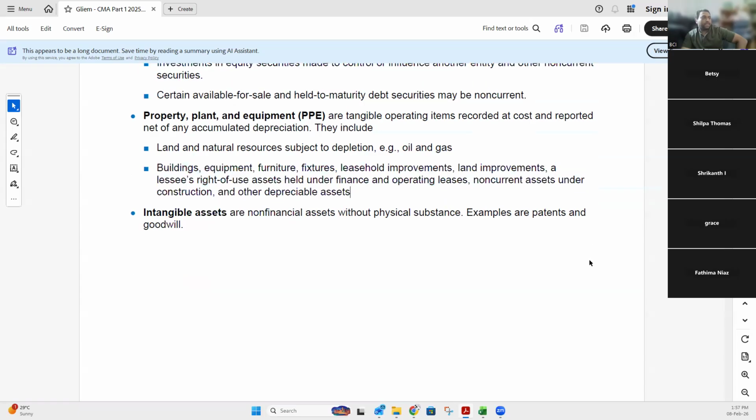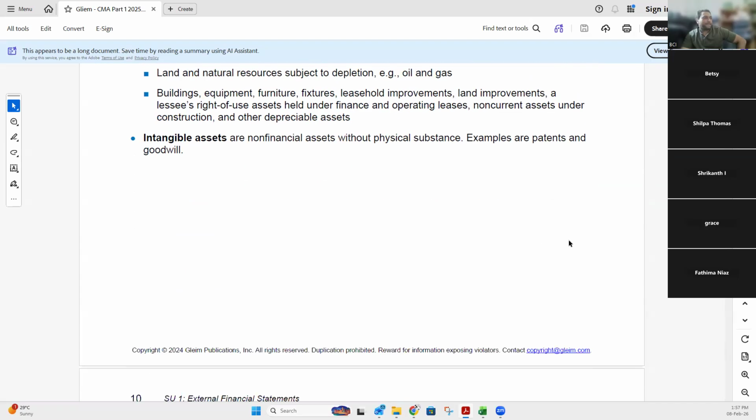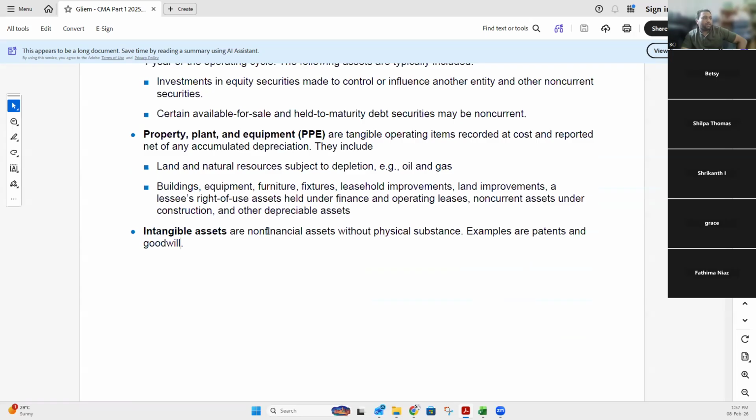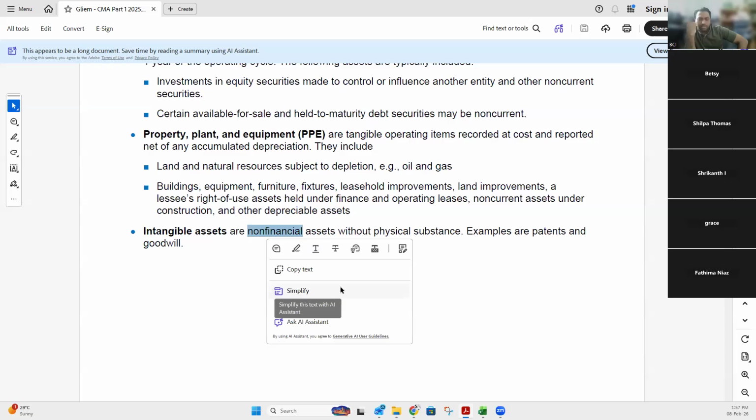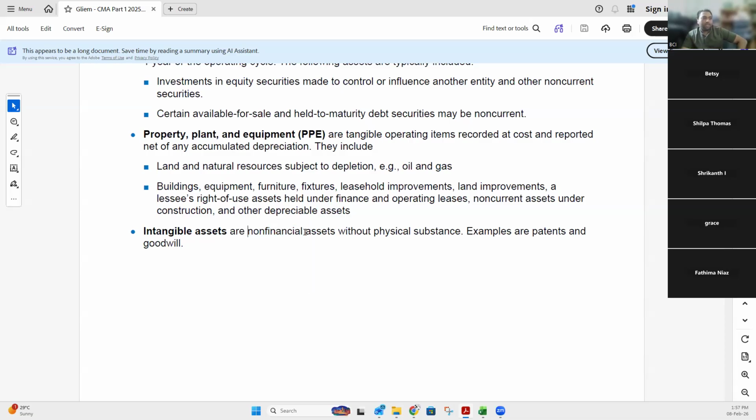Okay, then intangible assets are non-financial assets without physical substance. Examples are patents and goodwill. So why do we say here non-financial asset? Because when you have bills receivable, bills receivable is a financial asset without physical substance. So that's why we clearly say that that's a non-financial asset. Patents, goodwill, and all are non-financial assets.